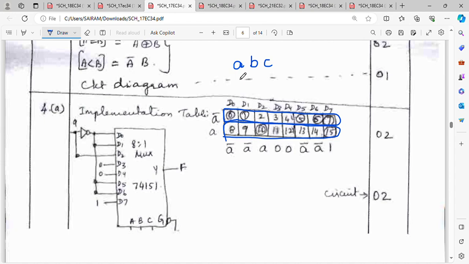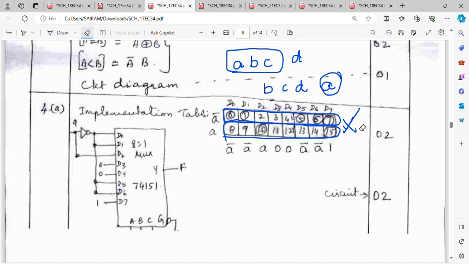But it is wrong when ABC is given as the select line, because then D becomes the input, and this will become wrong. So now here it has been given as BCD is a select line and A is your input. So however this will become correct. When your A is the input, this will be 100% correct. But if your D is your input, this particular is 100% wrong. I hope you are getting my point.